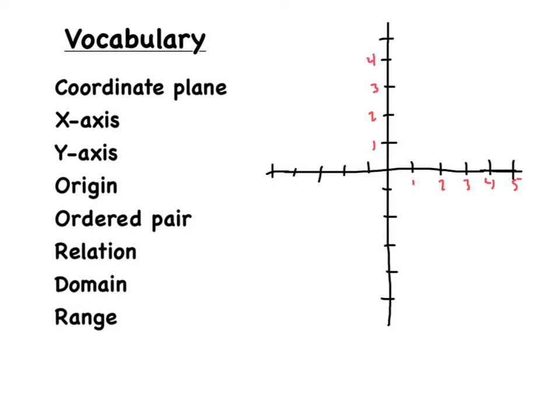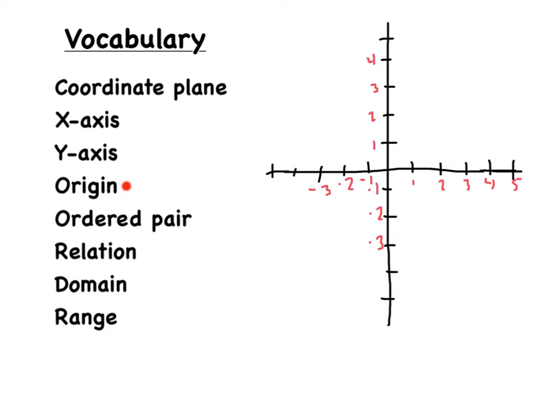And if you go below the x-axis, you would go into the negatives: -1, -2, -3. Same with the x-axis. If you go to the left of the y-axis, you will have -1, -2, -3. So, this is the x-axis, goes left and right. Y-axis goes up and down.